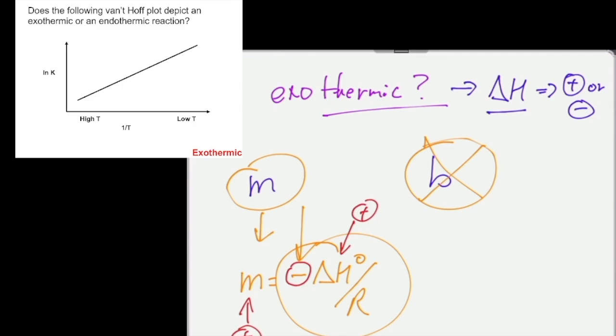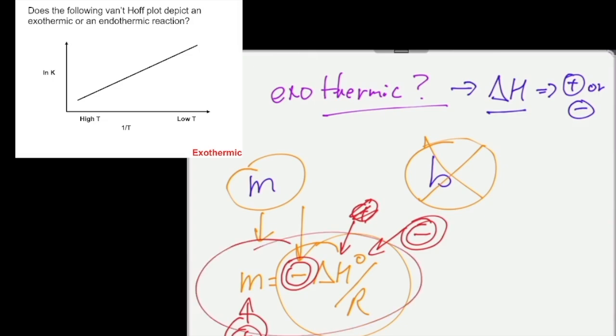They have an inverse relationship, exactly. In our case, if slope is positive, that must mean delta H is a negative value, so negative multiplied by a negative would give me my positive slope. If my slope is positive, my delta H must be negative. If my slope is negative, my delta H must be positive. And that all comes down to the equation for our slope. They're inversely related. So yes, this is an exothermic plot, an exothermic reaction.